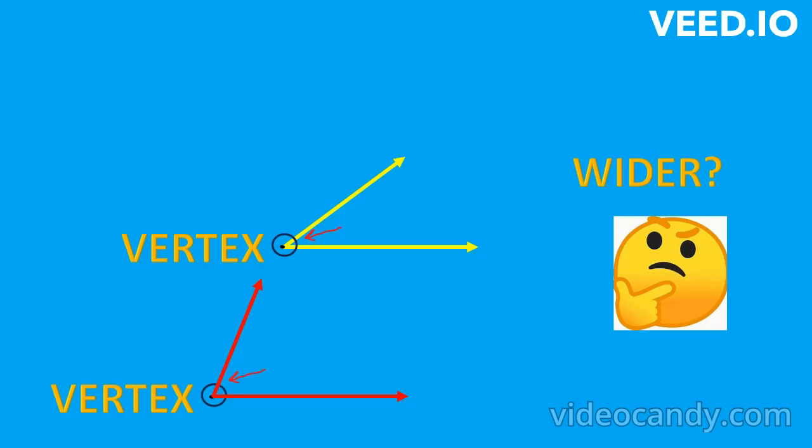How wide each corner is determined or measured by an angle. See, this one is wider than the other one. Here, this angle is more than the other angle. So, angle is a measure of how wide this corner is.